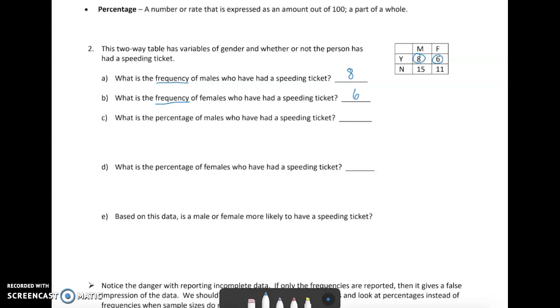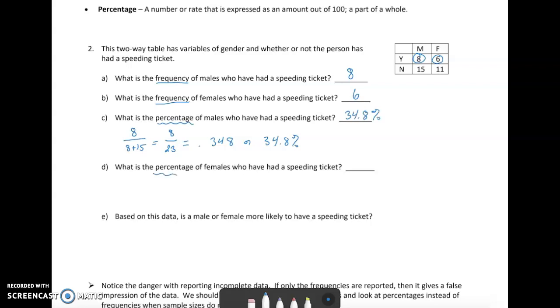But let's look at the percentages instead. If we want to look at the percentage of males who had a speeding ticket, that would be 8 out of the total amount of males surveyed, which there were 8 who said yes and 15 who said no. So that is 8 out of 23. And you're welcome to grab a calculator if you would like to divide that out. If you divide that out, you get 0.348 or 34.8% of males that were surveyed had a speeding ticket.